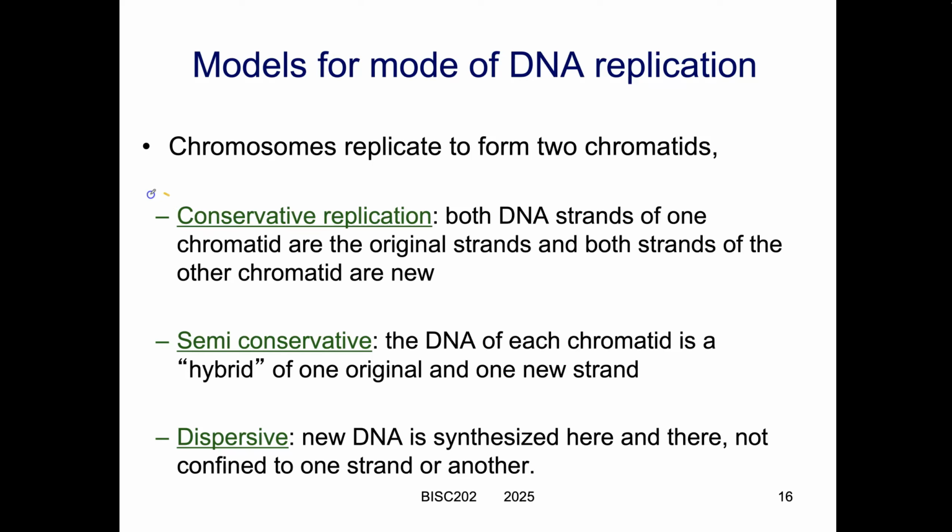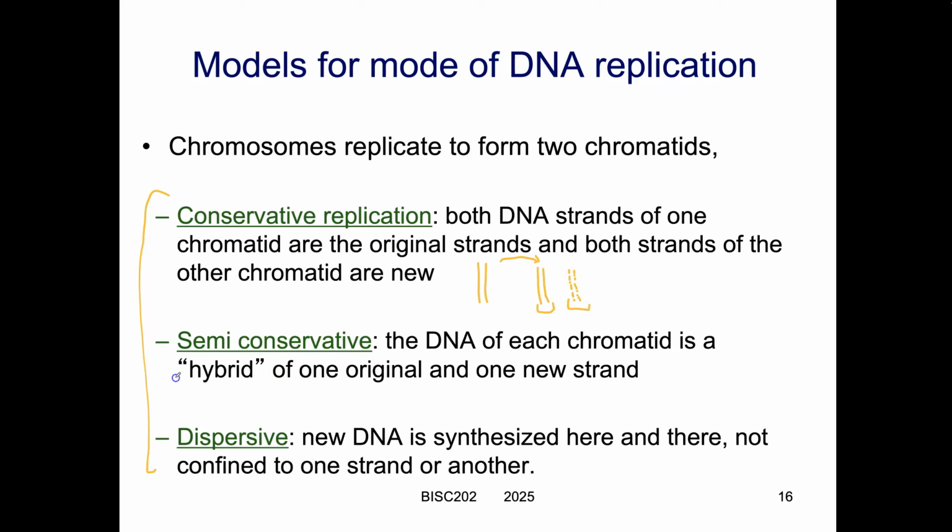Then there are three different methods. There's conservative, there's semi-conservative, and there's dispersive, and we'll go over them in a second. The conservative replication would be you'd start off with two pieces of DNA, and then you'd have, after replication, a pair of old strands, and then a pair of, I'll make these ones dashed, new strands.